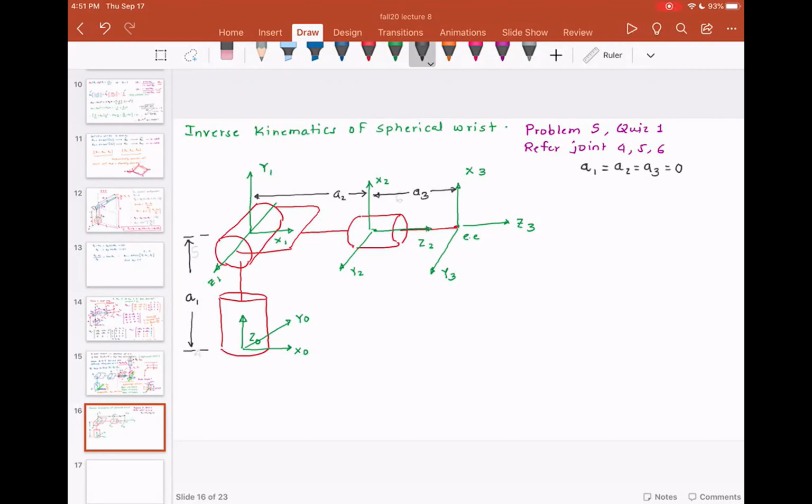So what I'm going to do is assume my theta 1 to be like this, theta 2 to be like this, and then theta 3 to be like this. So I have drawn the kinematic diagram for the spherical wrist. Before I proceed any further, I just want to ask you, are there any questions regarding this kinematic diagram? I'm looking at the chat window. Everyone understood the kinematic diagram?